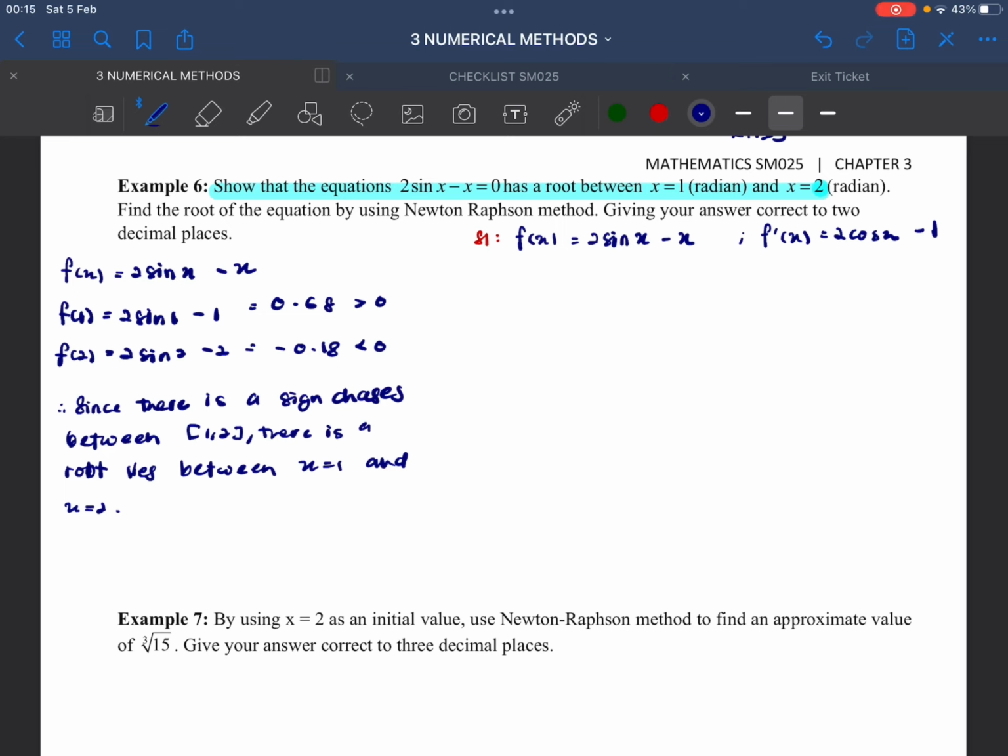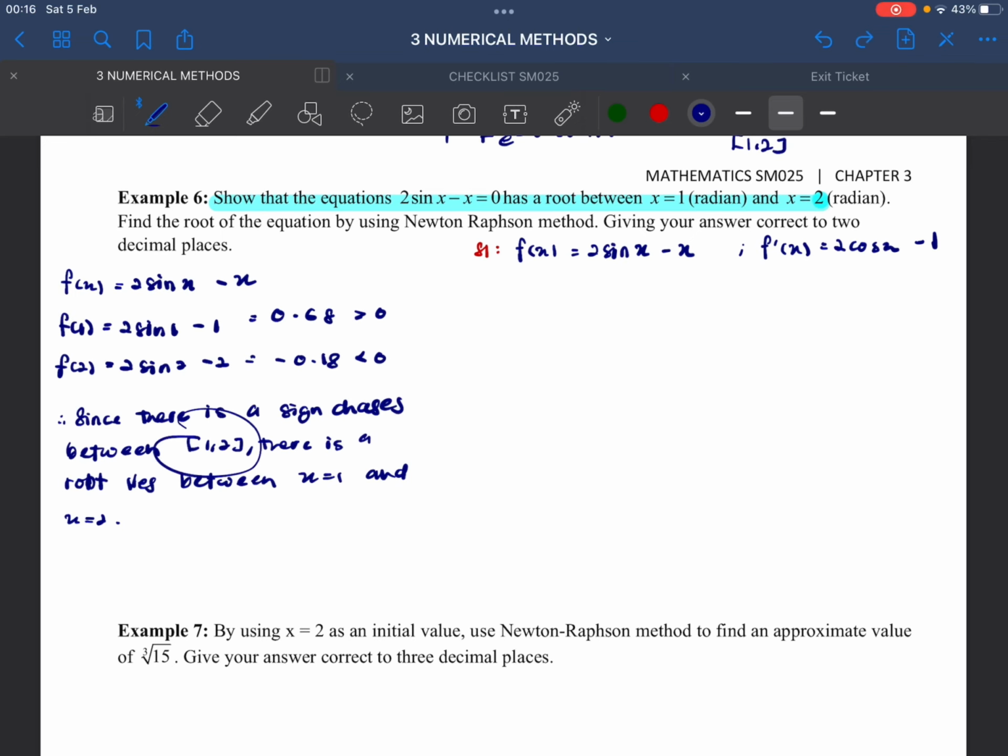Okay, so that is your first step. And the second step is we have to find the x naught. Okay, so now it is not given to us in the question, but you know that your x naught can be the middle value between your intervals. So we have the interval 1, 2. So your x naught can be, so this is your second step. So your x naught is equals to 1.5. Okay. So we have everything. We have fx, f prime x, and the value of x naught. Now we can write the formula of Newton-Raphson method.